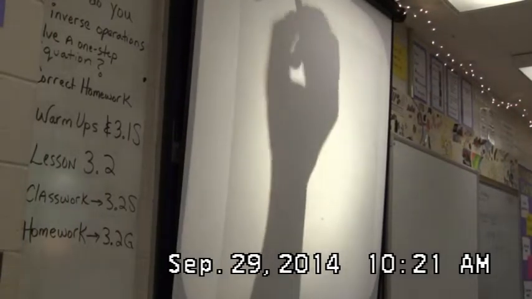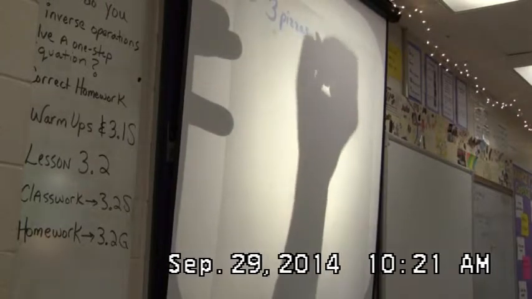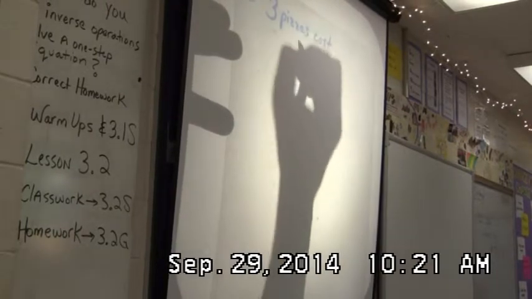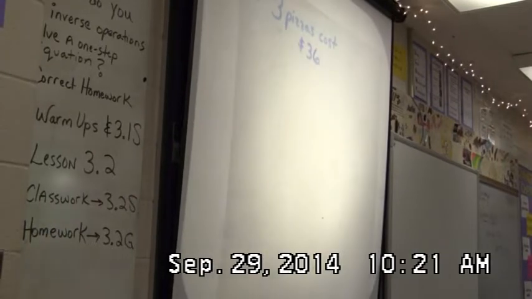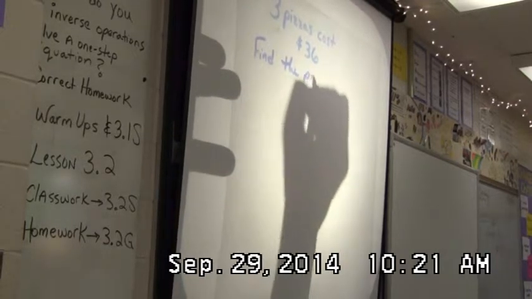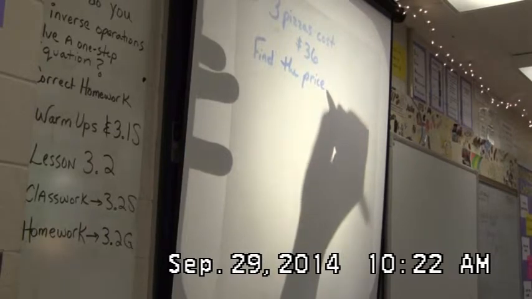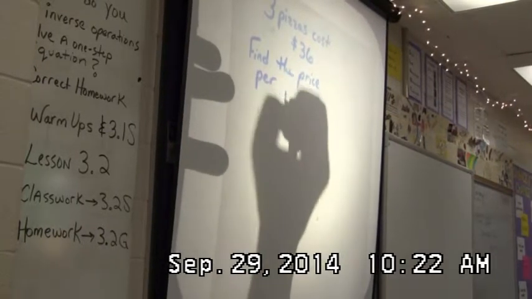Getting kind of hungry. Gonna buy some pizzas. Let's buy 3 pizzas. And it costs $36 for 3 pizzas. Find the price per pizza.